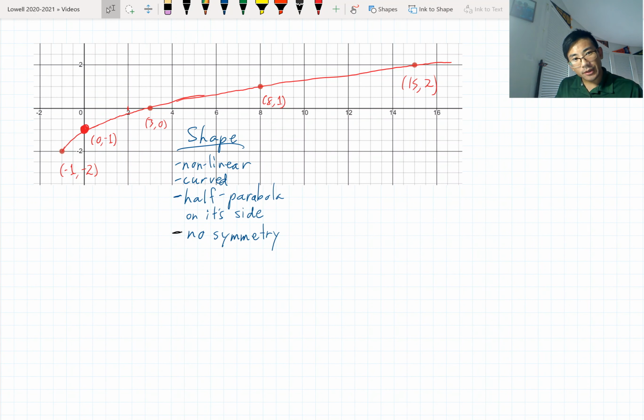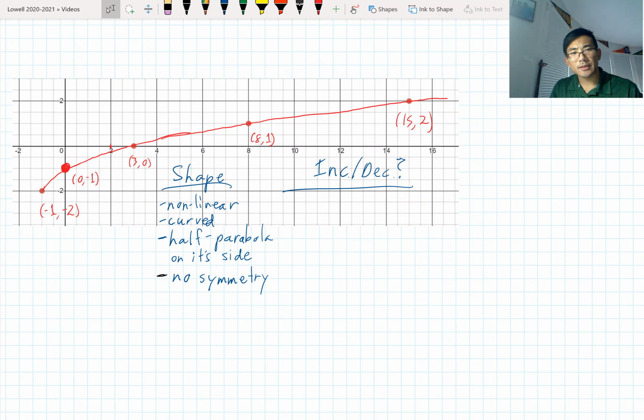Next question we want to talk about, and there's no particular order here, is it increasing or decreasing? We talked about this in the previous video when we were graphing it, about the numbers that you're plugging in. Let's just double check what our equation is: the square root of x plus 1, take away 4.